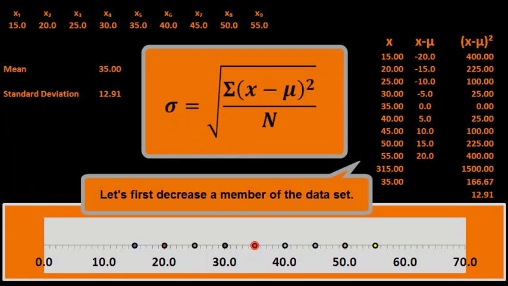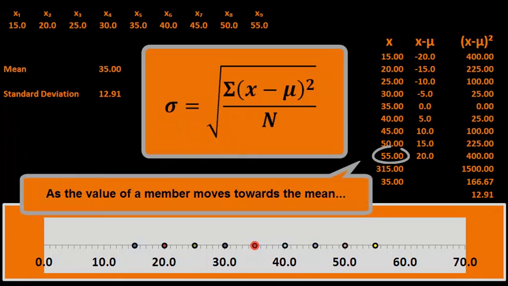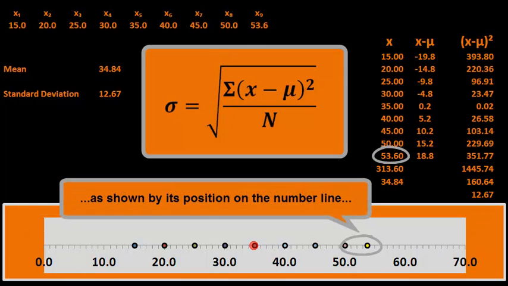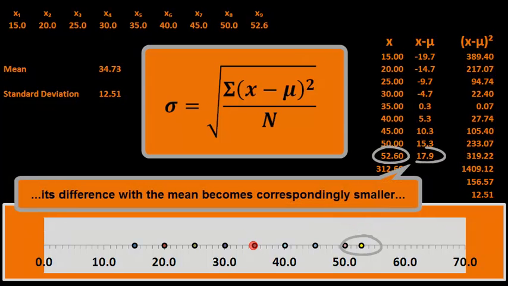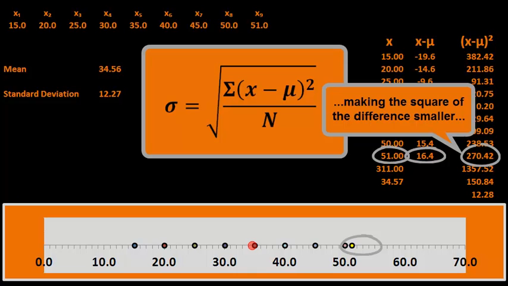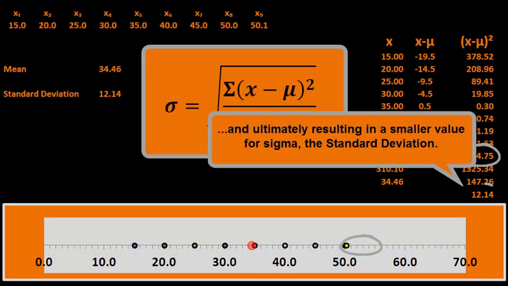Let's first decrease a member of the dataset. As the value of a member moves towards the mean, as shown by its position on the number line, its difference with the mean becomes correspondingly smaller, making the square of the difference smaller, and ultimately resulting in a smaller value for sigma, the standard deviation.